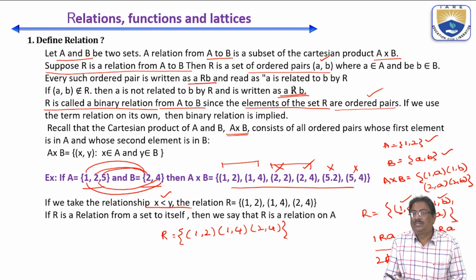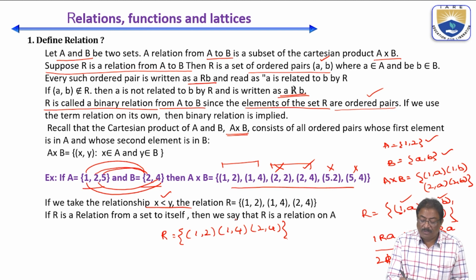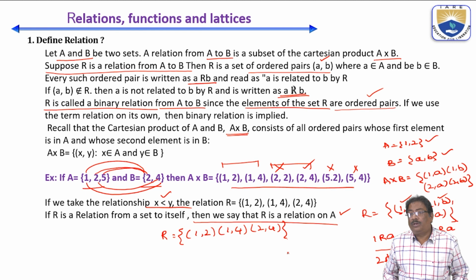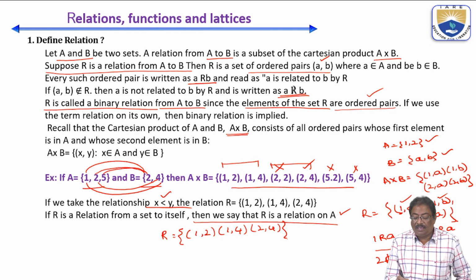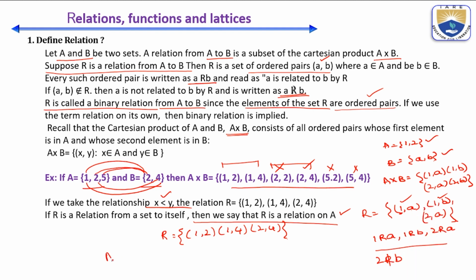And of course, R is a relation from the set itself. So we can say that R is a relation from A. Simply, the relation is from A to B.